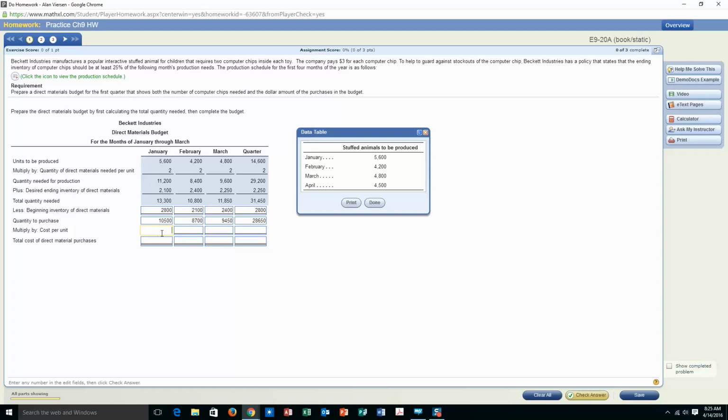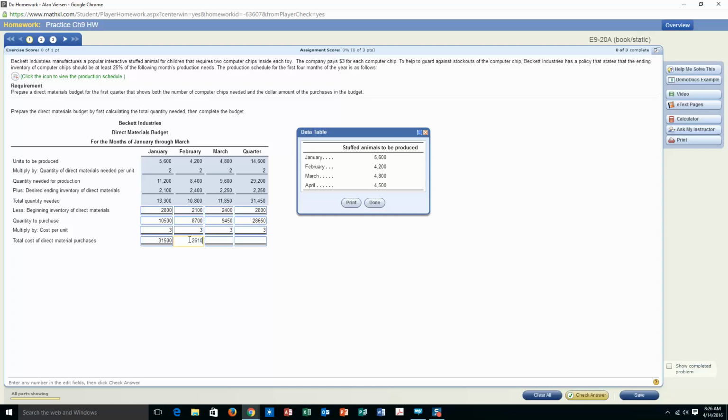And then finally, step 3 is now I'm going to convert it from the quantity of units that I need times the cost per unit. And the cost is $3 per computer chip. So I'll put 3 all the way across here. Finish the multiplication, and I end up having the total amount of purchase.